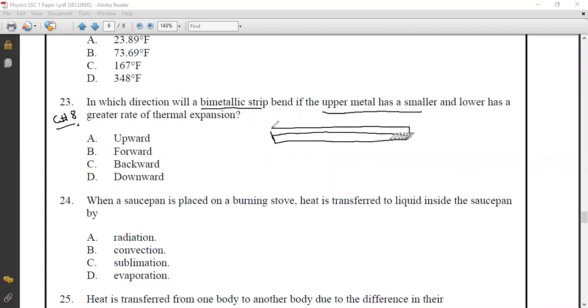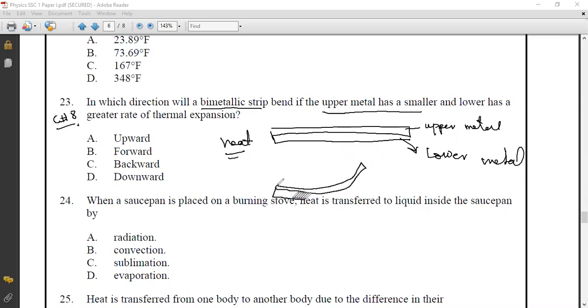So if this is the bimetallic strip, in which this is the upper metal and this is the lower metal, then when we heat this strip, it will bend in the upward direction, because the lower metal has a greater thermal expansion. Due to the greater thermal expansion, this lower metal will expand more as compared to the upper metal. So the correct option for this question is option A, that this bimetallic strip will bend in the upward direction.